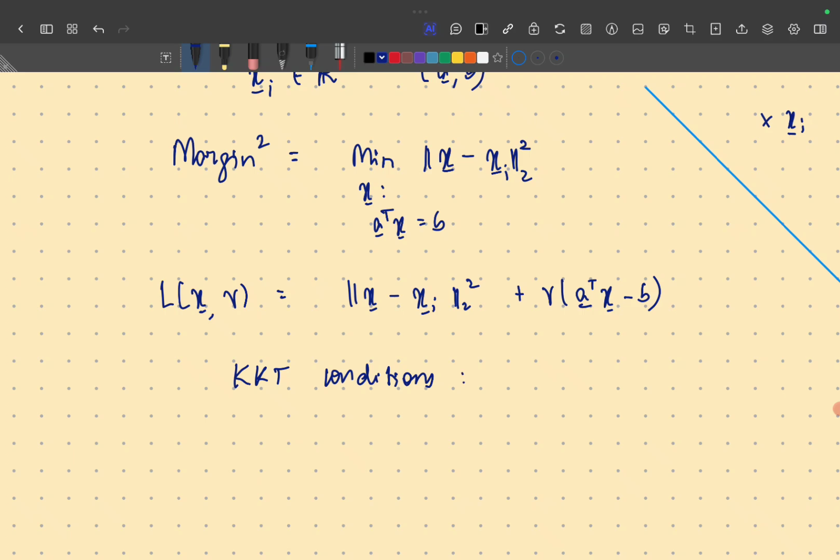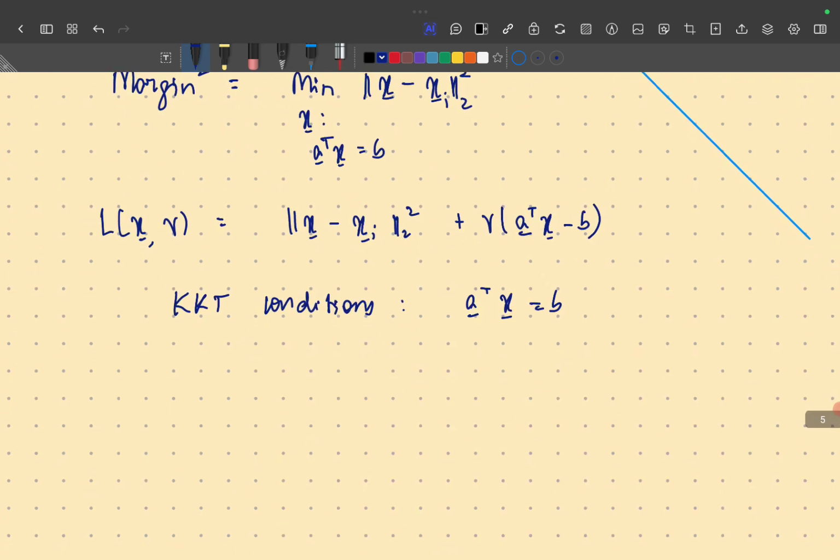Firstly, the primal feasibility constraints. I have only one constraint, so I just want A transpose x to be equal to b, right? And I don't have any dual feasibility conditions, and I don't have any complementary slackness conditions. So I just need to set the gradient to be equal to 0. That's it, right? So the gradient of the Lagrangian with respect to x should be equal to 0. What is the gradient?